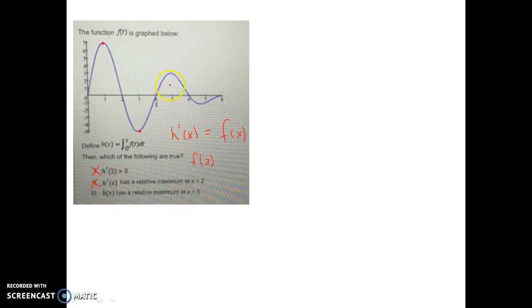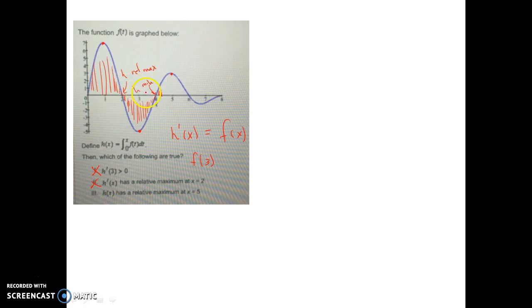at x equals 5. So somewhere around here, does the integral have a relative maximum there? So let's think about what the integral is doing. We're adding positive area all through here, then we start taking away area. So h has a relative max there. Now we're taking away area, taking away area, taking away area, adding area. So right here it has a relative min.